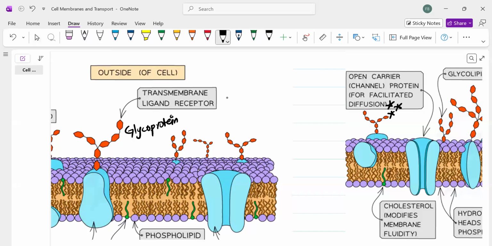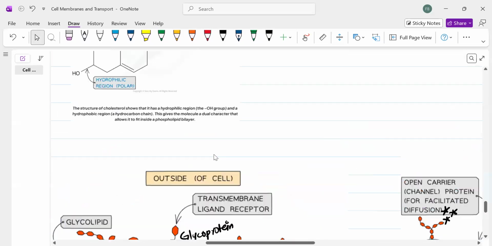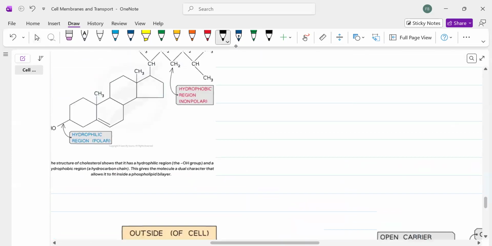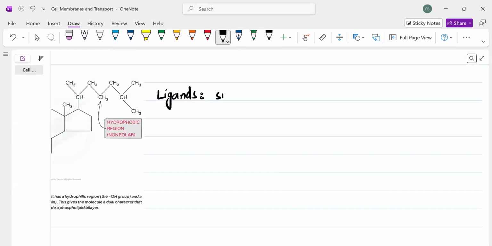So when we talk about ligands, I can write over here that ligands are signaling molecules. You can simply say they provide a signal. For example, we can say hormones or neurotransmitters.